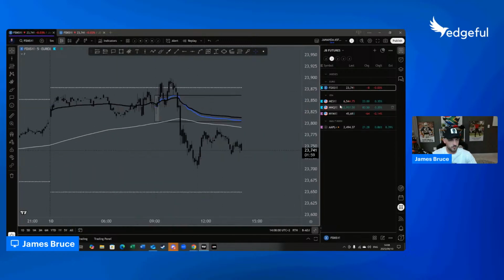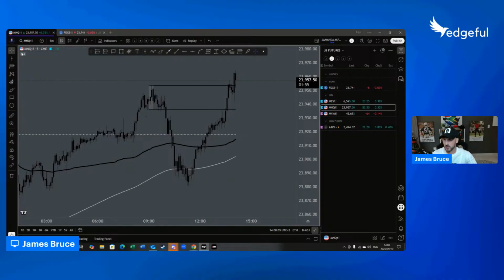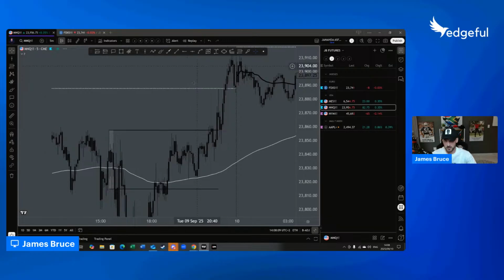But let's speak a little bit about, I had a nice trade yesterday on the NQ. Let's bring that up. Let's turn the opening range off for today for the London session. Let's go over NQ yesterday.